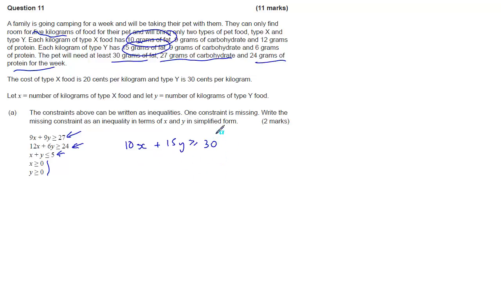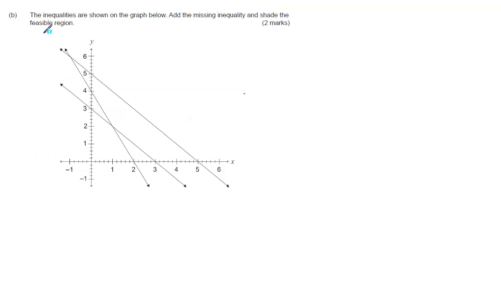Now we can divide through by 5. They want a simplified form. So that's 2x plus 3y is greater than or equal to 6. The inequalities are shown on the graph below. We want to add the missing inequality and shade the feasible region. Now our missing inequality was 2x plus 3y is greater than or equal to 6, which means the boundary line is 2x plus 3y is equal to 6.